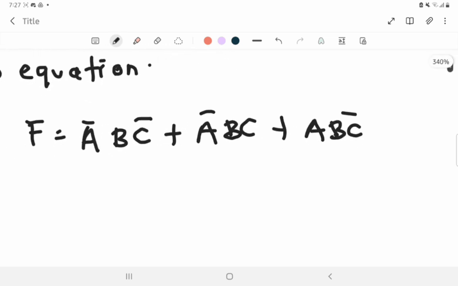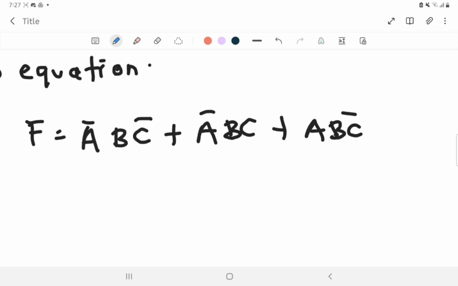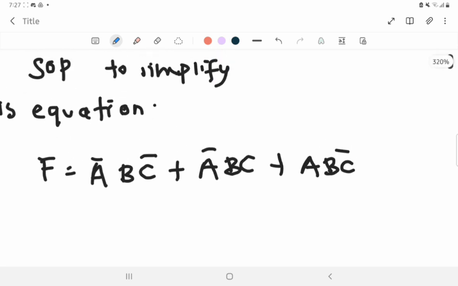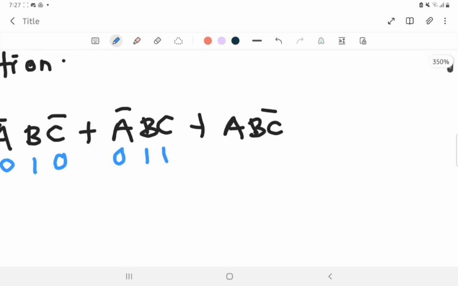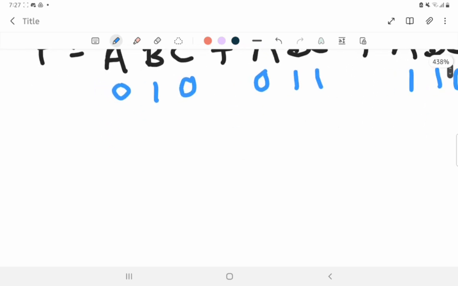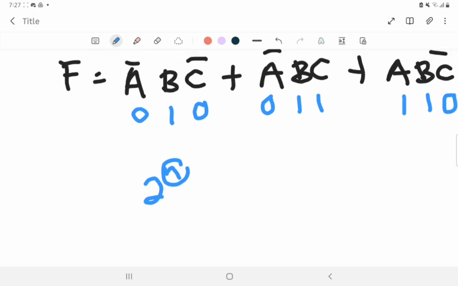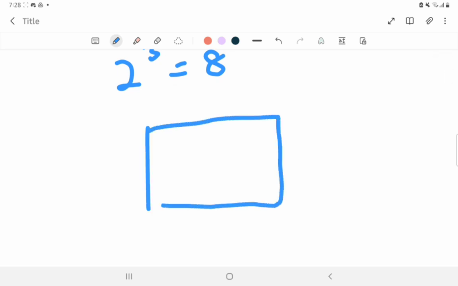First, you look at the question and go, okay, A not is false, right? So false in SOP is 0. The true one is 1. So we do 0, 0, 1, 1. The true one, let it be 1, and the rest, the not, will be 0. Then you go 2 to the power of n. What is n? n is the number of variables. We have A, B, and C, so there are 3 variables. So 2 to the power of 3 equals 8, right? So we have to draw 8 boxes.